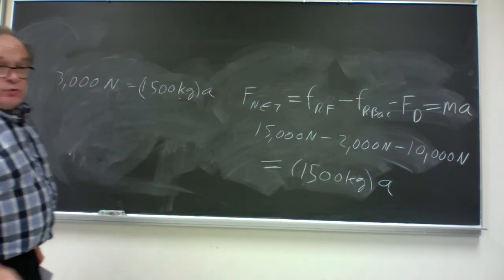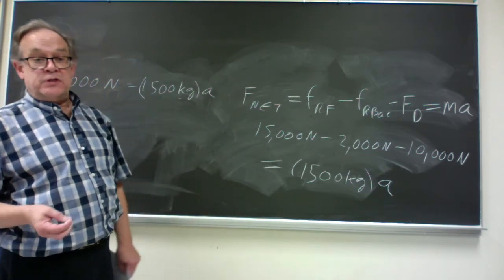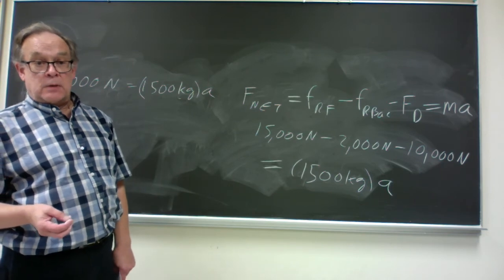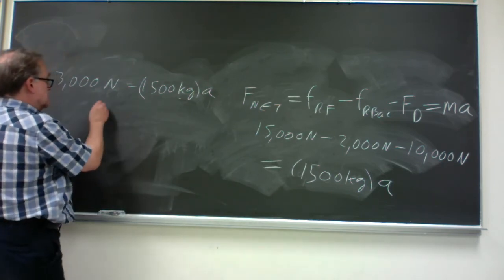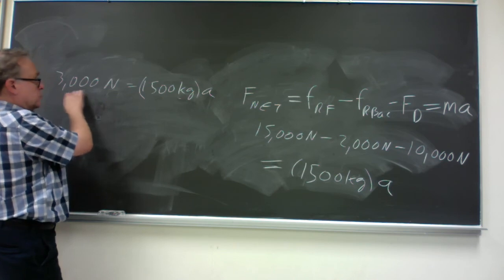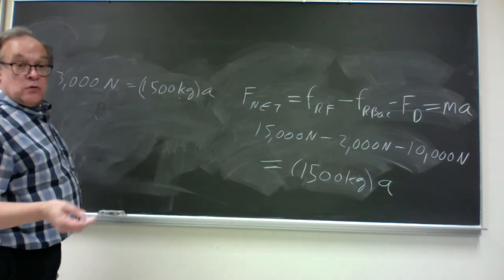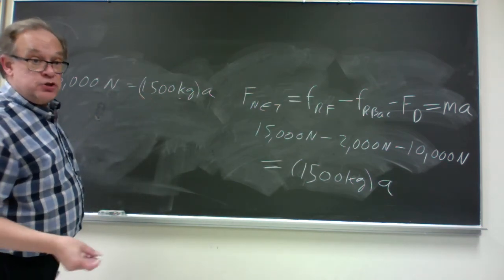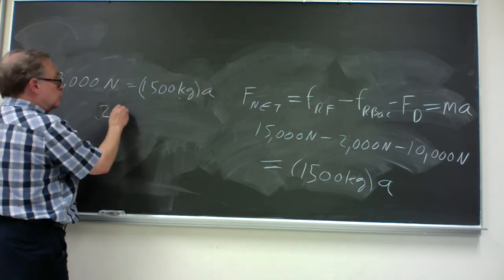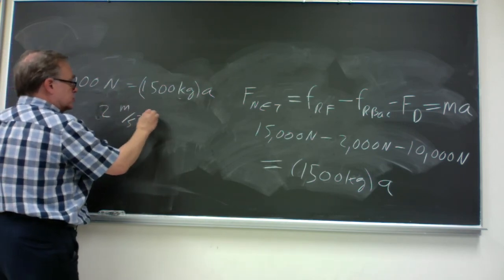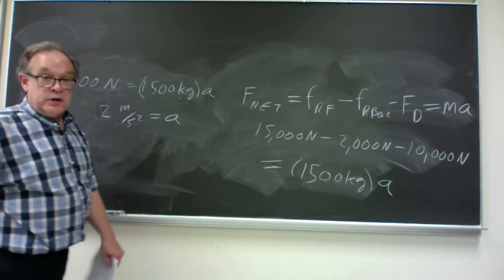So just divide both sides of the equation by 1,500 kilograms, and you come up with an acceleration of 3,000 divided by 1,500, that's just 2. 2 what? 2 meters per second squared for the acceleration.